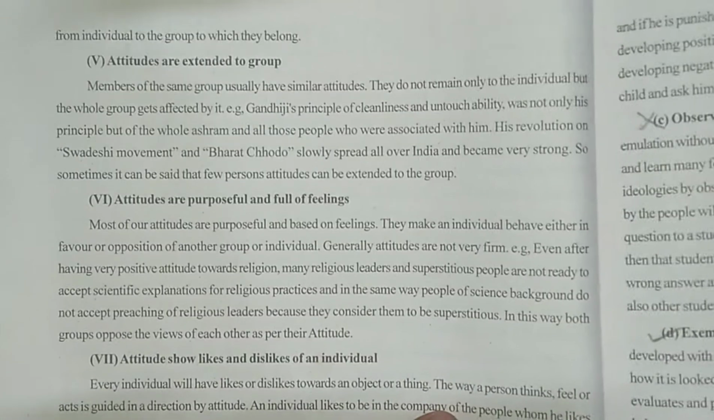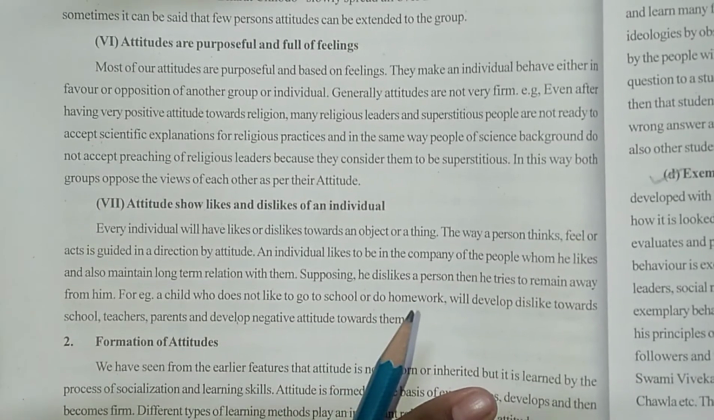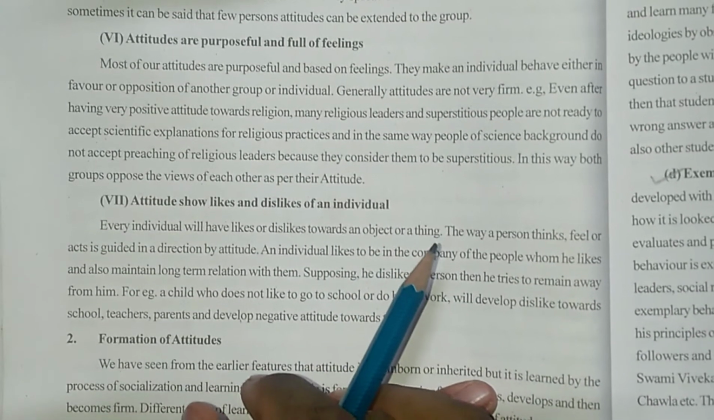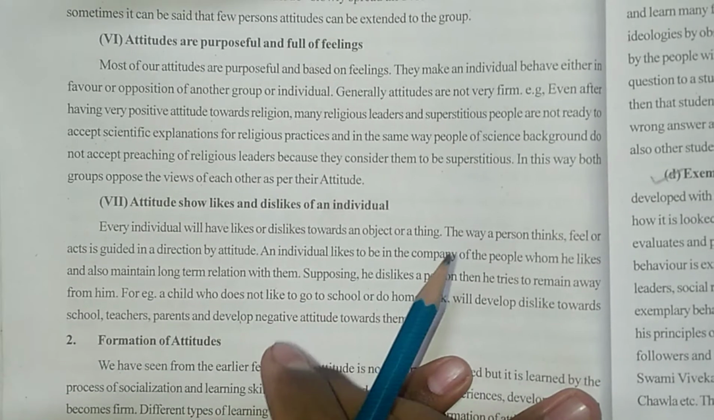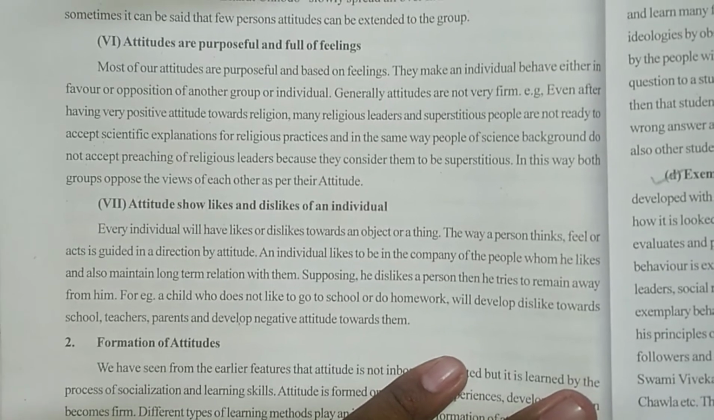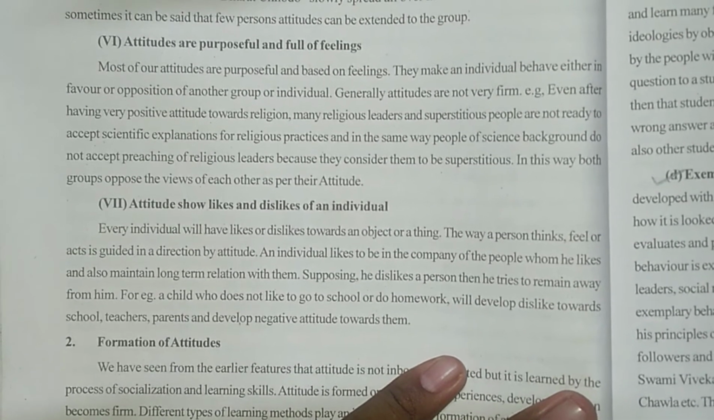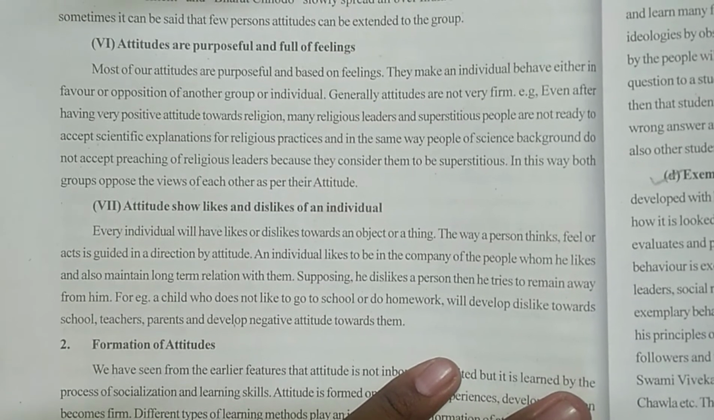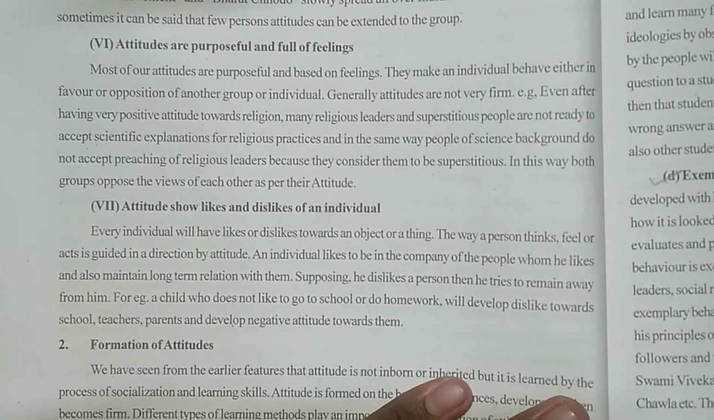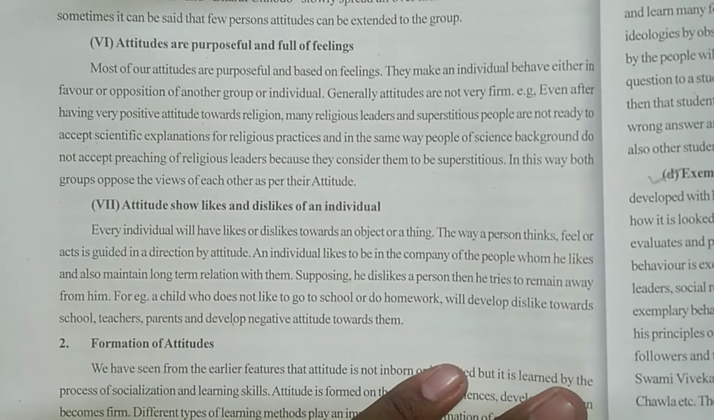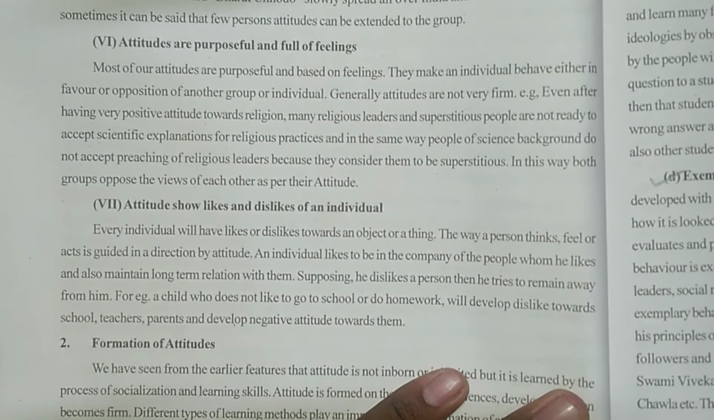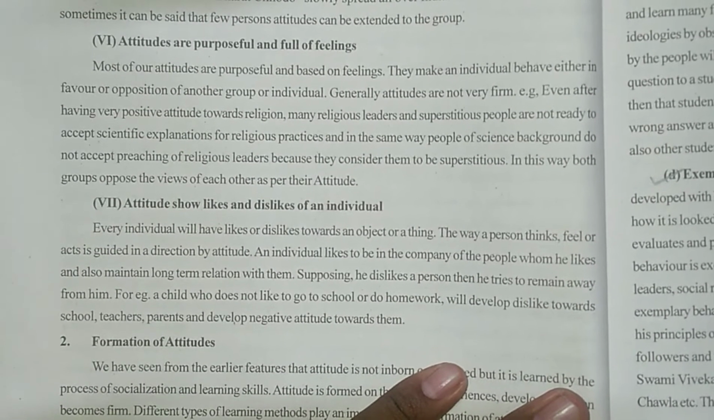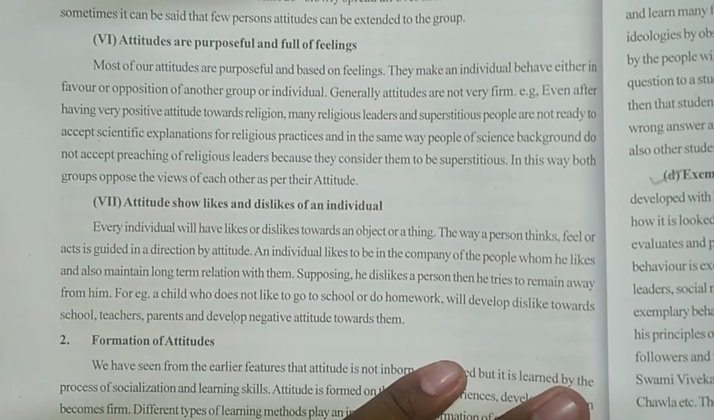So the sixth point is attitudes are purposeful and full of feelings. Of course, most of our attitudes are purposeful and based on our feelings. They make an individual behave either in favor of or in opposition to another group or individual. Generally, attitudes are not very firm. That is, even after having a very positive attitude towards religion, many religious leaders and superstitious people are not ready to accept the scientific explanation for religious practices. And in the same way, people from a science background don't accept the preaching of religious leaders because they consider them too superstitious. In this way, both groups oppose the views of each other as per their attitude.